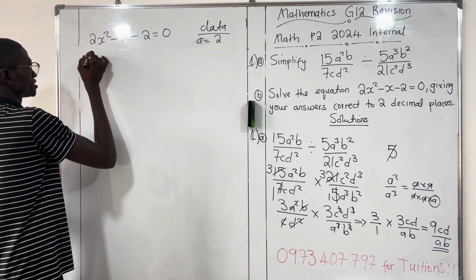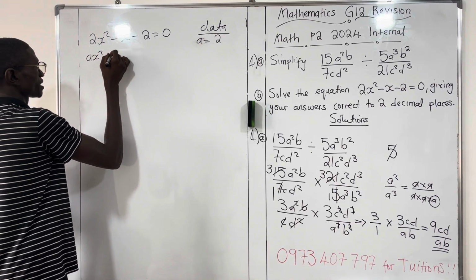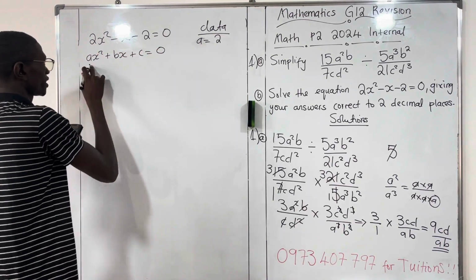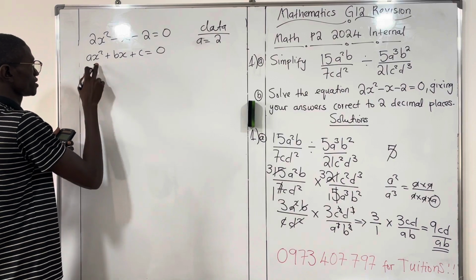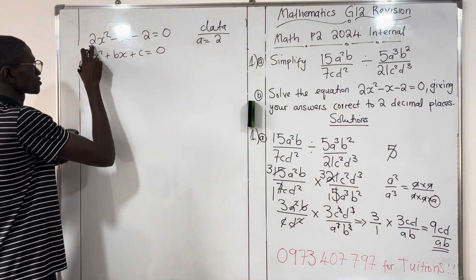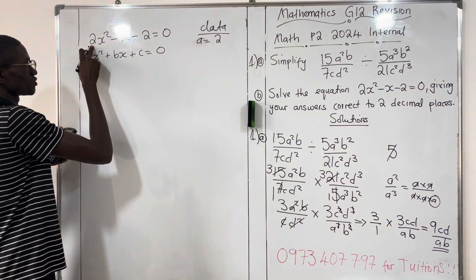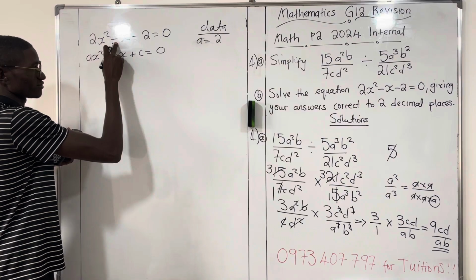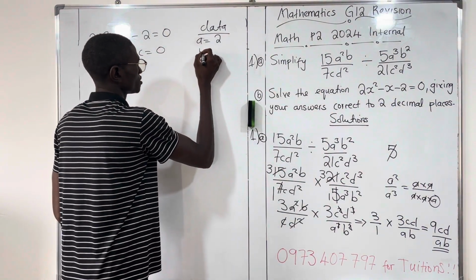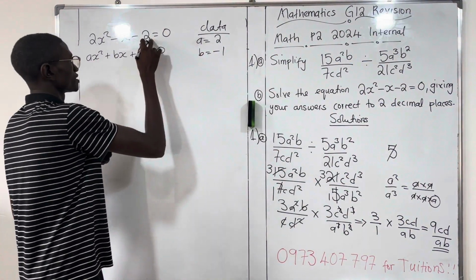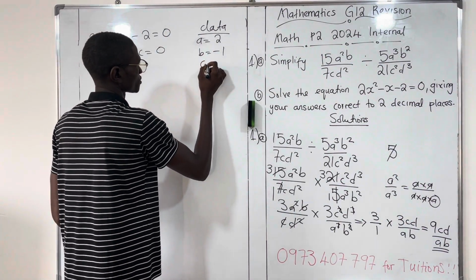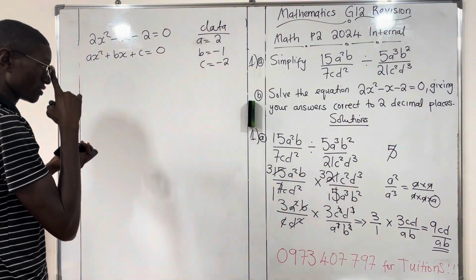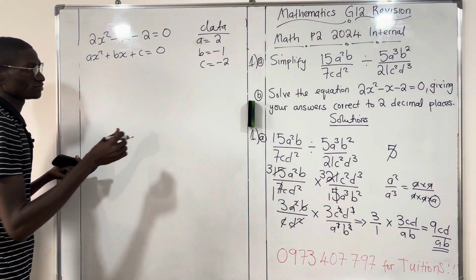Remember, a quadratic equation is of the form ax squared plus bx plus c is equal to 0. A, b, and c represent numbers. Okay, a is the coefficient of x squared. So the coefficient of x squared is what? 2. B is the coefficient of x. What's the coefficient of x there? It's -1. Okay, so b is equal to -1, and then c is the constant, which is -2. So c is -2.